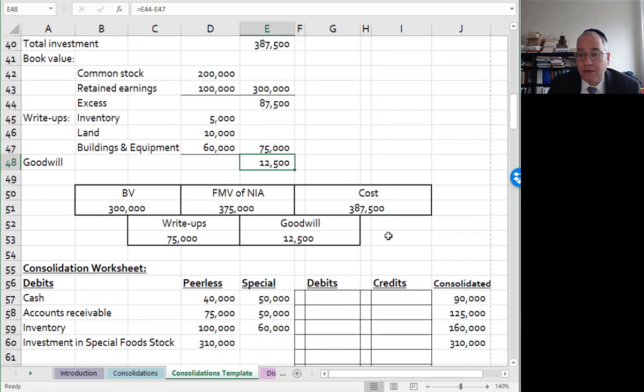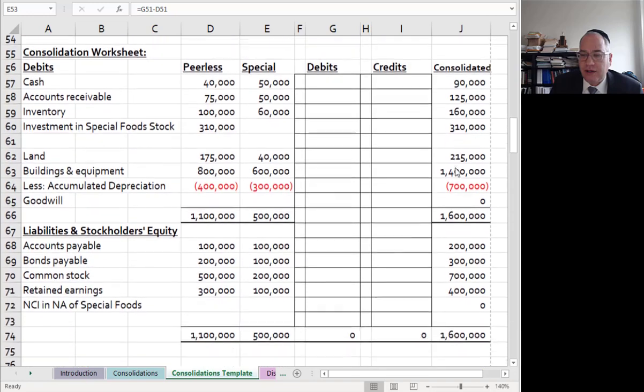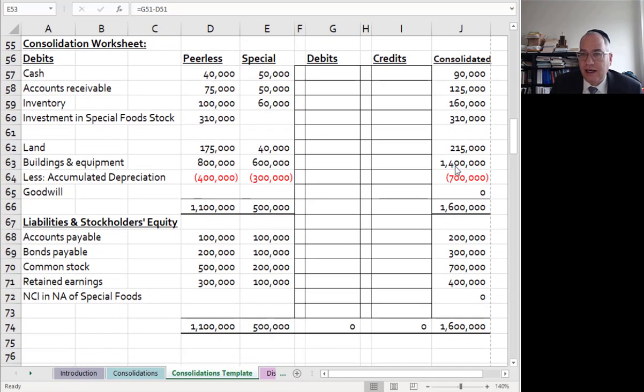So if you want to put this into the little chart that I like to do, this is what that chart would look like. Total cost is $387,500. The book value is $300,000. Write-ups are $75,000. So the fair market value of the net identifiable assets is $375,000, and therefore goodwill must be $12,500. The next thing to do now is to do a consolidation on the date of acquisition.